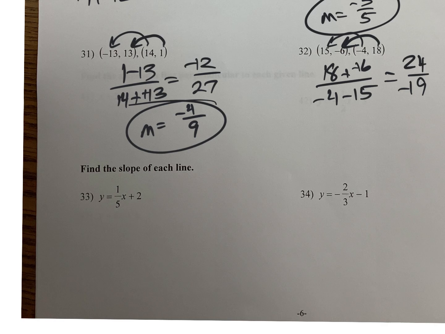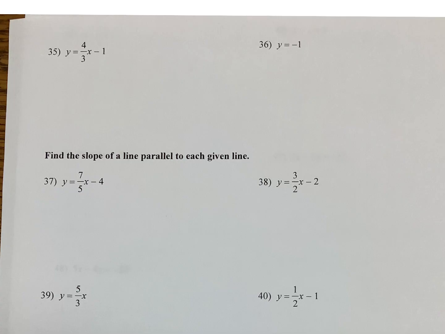Now find the slope of each line. Please don't screw this up if this is on the test. What's your slope? 1/5. What's the slope? Negative 2/3. That's it. So we're not trying to trick you with stuff. Just answer the question. All right. Next page. 35. Same thing.